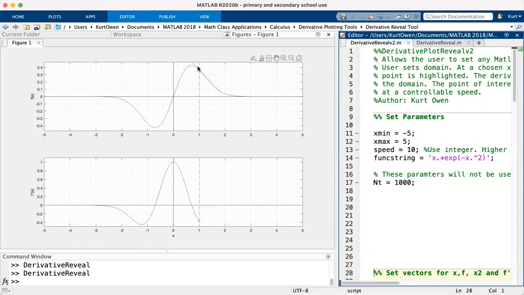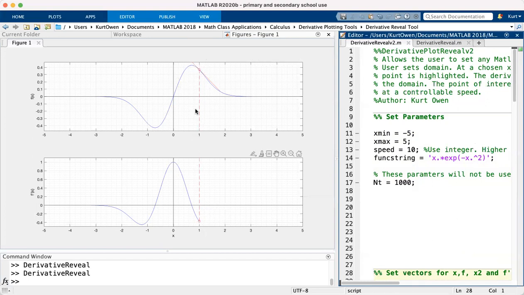Oh, and one more aspect. Notice there's this vertical line here. It looks kind of like it jumped from one graph down to the other. That's a very interesting feature because it keeps our eye visually aligned with where we have taken the derivative up to. Okay, and it lines it up with the tangent line.